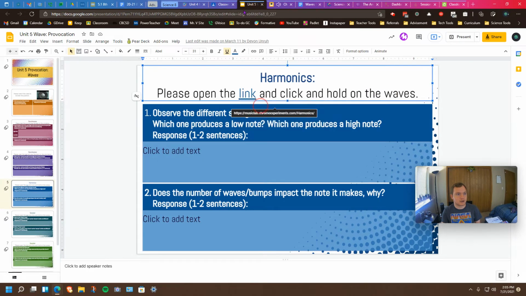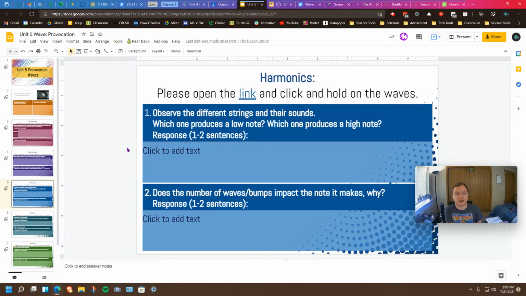You're trying to find some of the patterns between high and low notes in waves, which is something we're also going to be talking about throughout this unit as well. It's one of the things we're going to be teaching you.